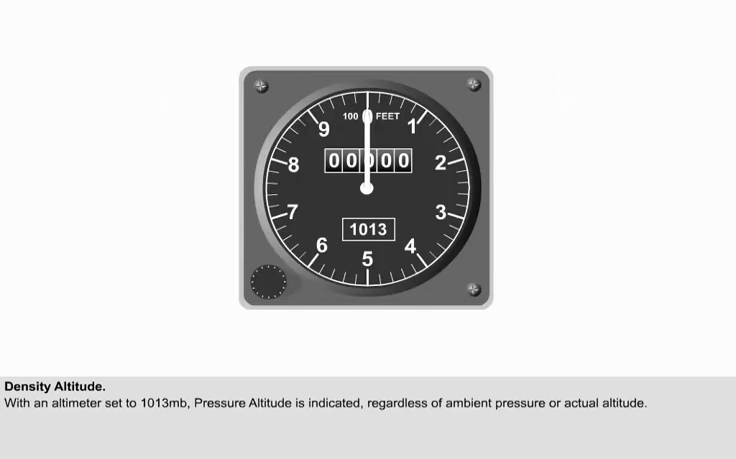On an airfield at sea level with standard pressure, if 1013 millibars or hectopascals is set on the altimeter, it will read 0. This is known as pressure altitude, which is what will be indicated whenever 1013 is set, regardless of ambient pressure, and is used for performance calculations. You can think of it as altitude relative to standard pressure.